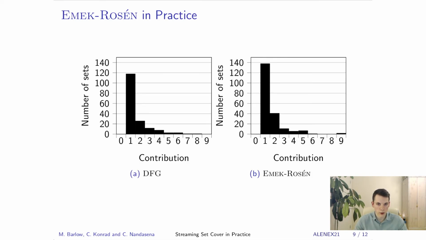So finally, we measured the solution quality. So these charts compare the contribution distributions of covers from DFG and Emick-Rosen for one of the datasets. So on the right here, we can clearly see that the Emick-Rosen cover has more sets which contribute only 1 or 2 elements to the final solution. So we had to think about how we can reduce these.